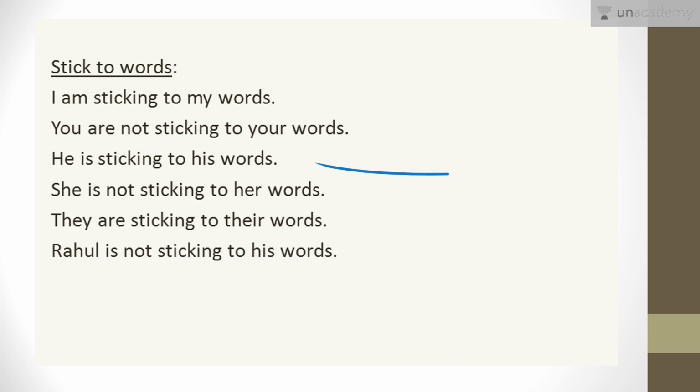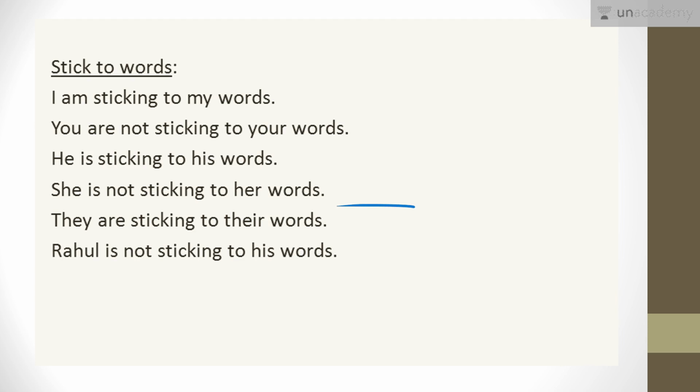Okay, this my and this your and this his, you just note down these things. These are also little important things which actually matter while we are speaking. Okay, so I am sticking to my words. You are sticking to your words. He is sticking to his words. She is not sticking to her words. They are sticking to their words. वो अपनी बात पे टिके हुए हैं, अपनी बात पे कायम है.